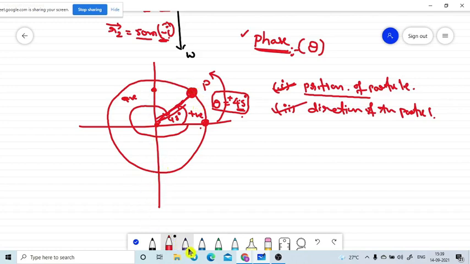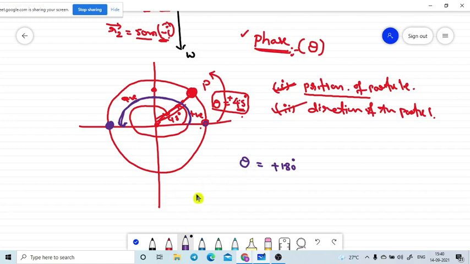Now if a student tells that the phase of the particle is plus 180 degrees, where is the particle located? The particle is located exactly opposite to the positive x-axis, because the particle is moving in the anti-clockwise direction. That is the phase of the particle.